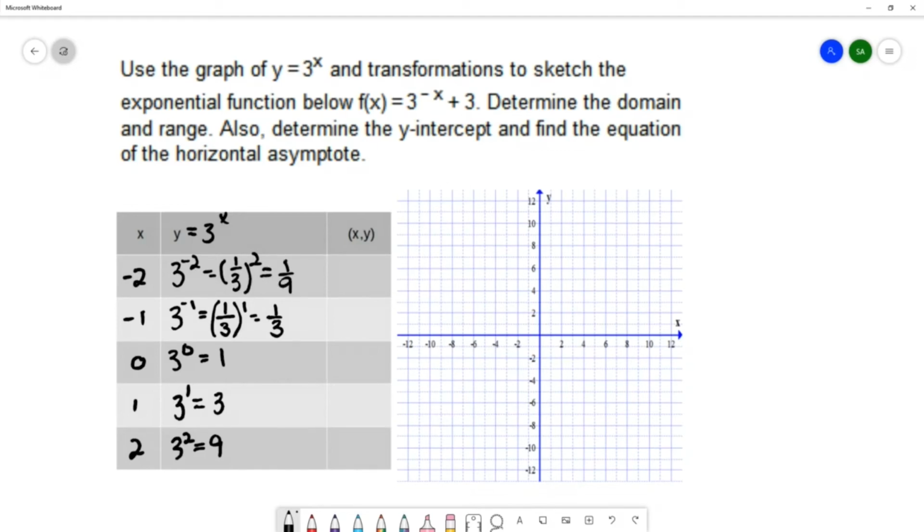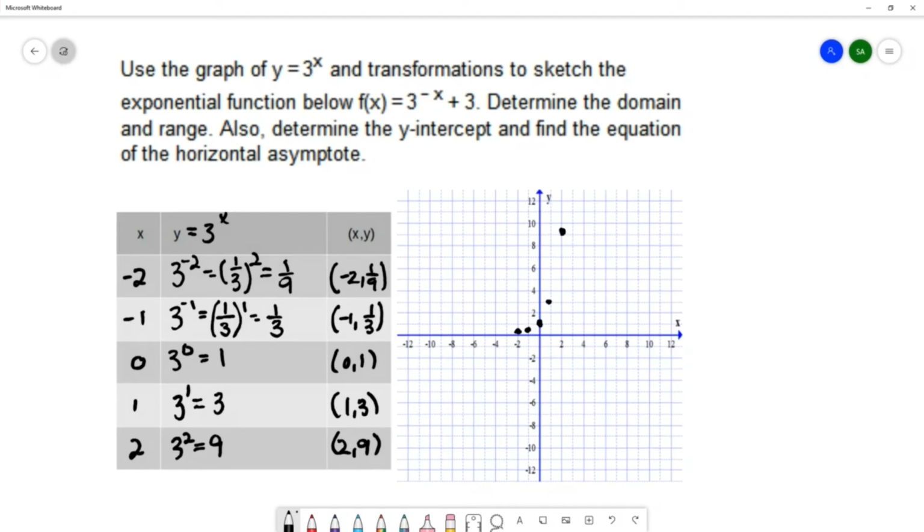So this gives us a set of ordered pairs: negative 2 and 1/9, negative 1 and 1/3, 0 and 1, 1 and 3, and 2 and 9. And we can get a good sketch of the graph with these 5 points. So negative 2 and 1/9 would be really close to 0 for the y part, negative 1 and 1/3, and 0, 1, 1, 3, and 2, 9.